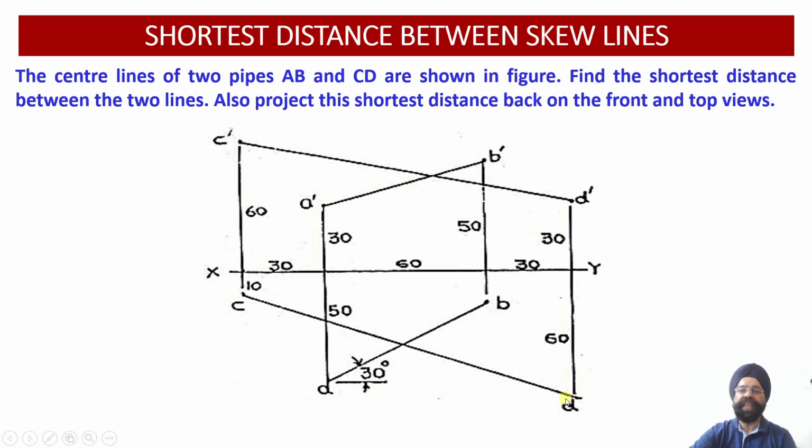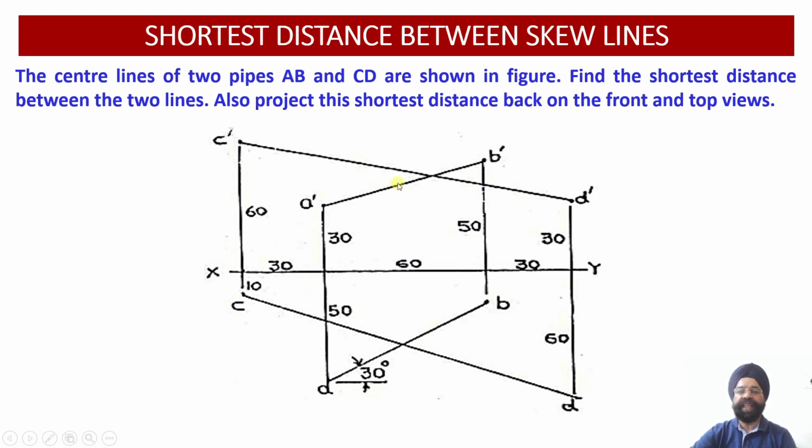So what are skew lines? Let us define skew lines. Skew lines are lines which are neither parallel nor intersecting. Since they are not parallel, obviously you are not going to get equidistance between these points.